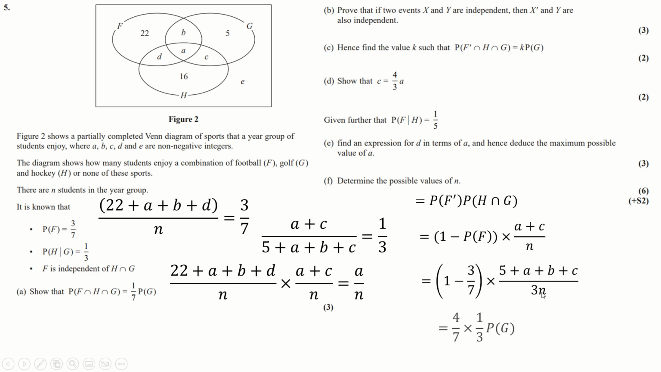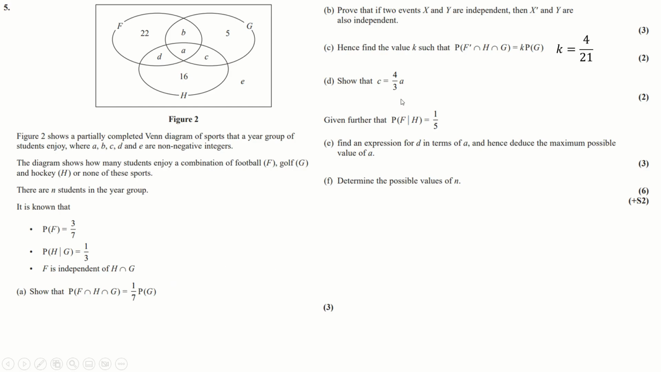And of course, we can just do the same thing we did before. This is 4/7, bring out the third here, and then this is just the probability of G when you get rid of the third, because those are the things in G. So we end up with 4/21 G. Show that C is that thing there. So okay, well, all we have to do here is go all the way down here and say A over N is equal to 1/7 of P, and now I've written out P of G properly here, just there.